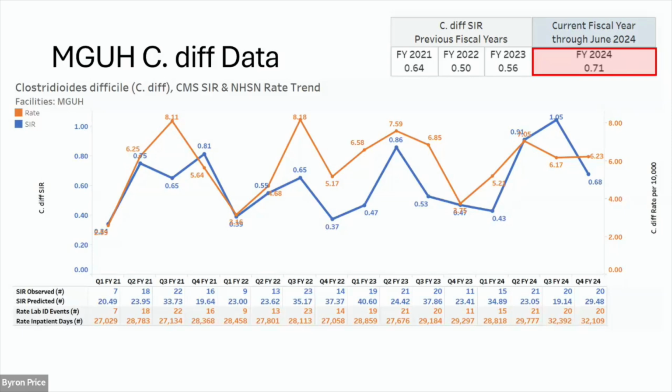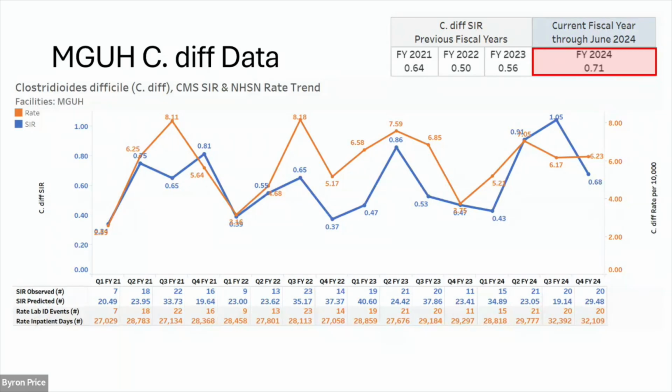And in Q2 of fiscal year 2023, when we stopped performing this, we saw a rebound in cases. And in fiscal year 2024, we've seen the most cases in the past few years. So you can see here on this graph, the SIR is represented in blue. All in all, in fiscal year 2024, the last year, our SIR was 0.71.